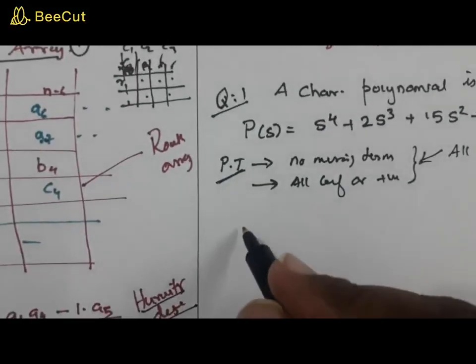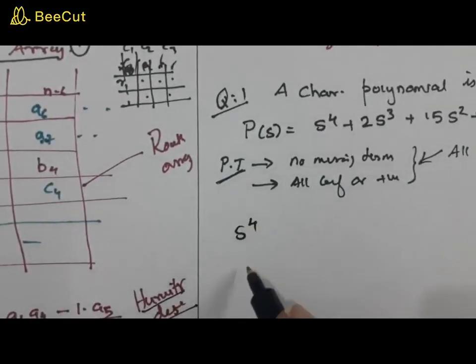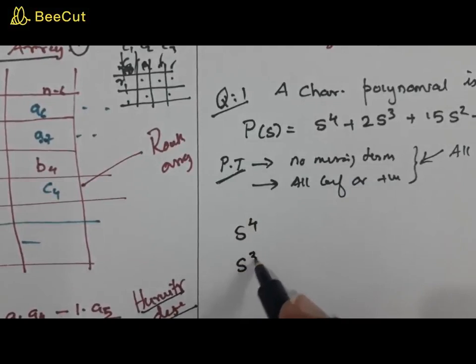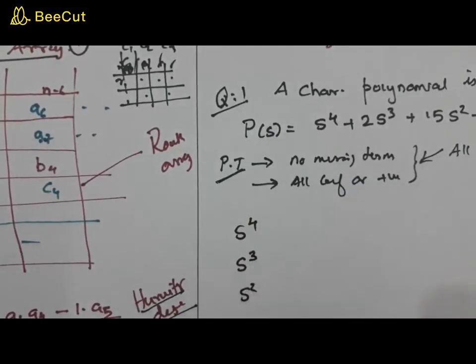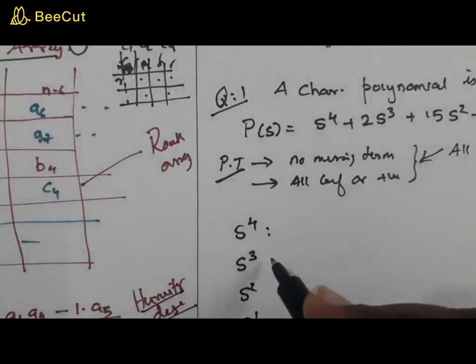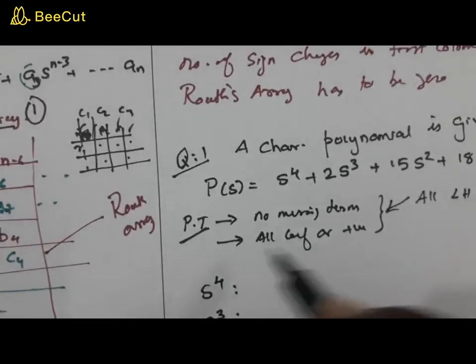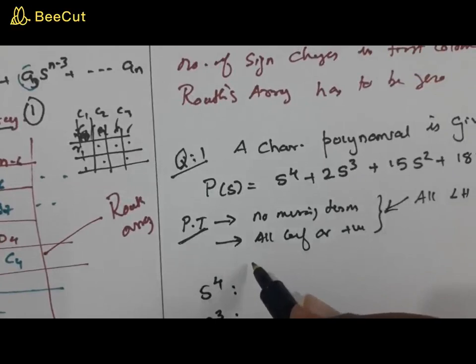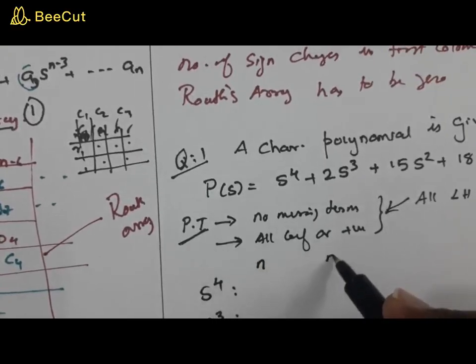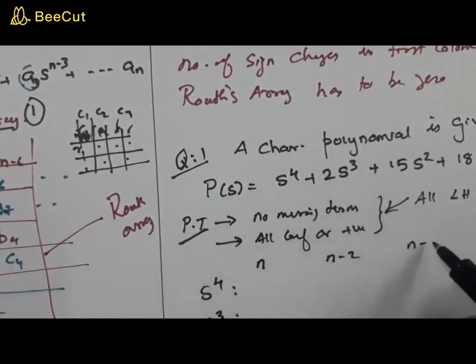How to develop a Routh array? Write down the powers of S in descending order: S to the 4, S cubed, S squared, S raised to 1, and S raised to 0. Fill the first two rows from the columns. And how will you name the columns? The columns are named n minus 2, n minus 4, n minus 6, and so on.